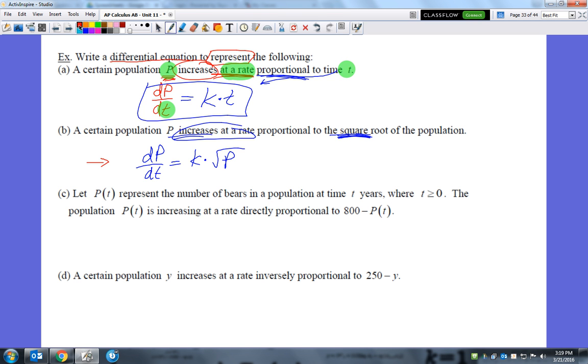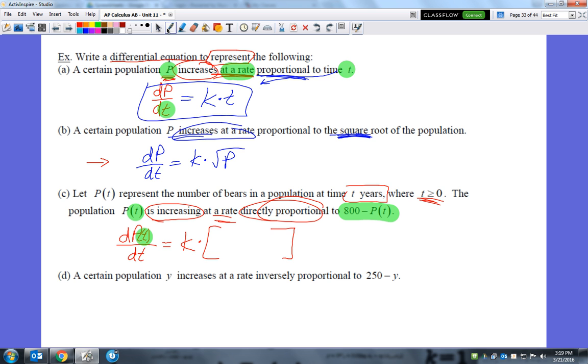So let P of t represent the number of bears in a population at time t years. So t is greater than or equal to 0 because it's saying that you can't have negative years in this context. So the population P of t is increasing at a rate. So there's that dp dt again. And the reason why I included this t is the fact of how I was given an input variable for this p function. So dp dt is equal to, there's that directly proportional, so it's going to be multiplying with k, and it's this entire piece. So this entire piece is interpreted as what we're multiplying by. So we'll put 800 minus p of t.